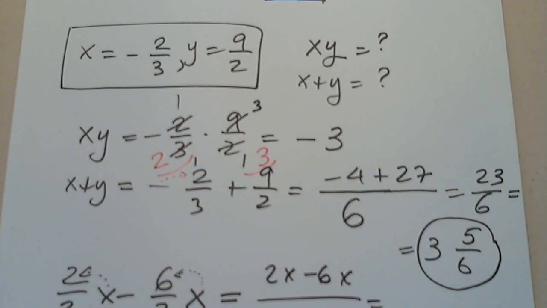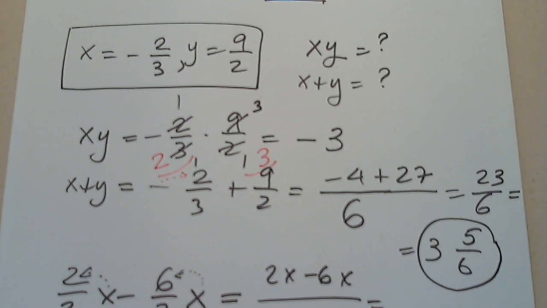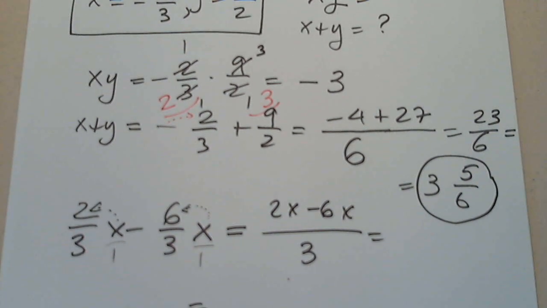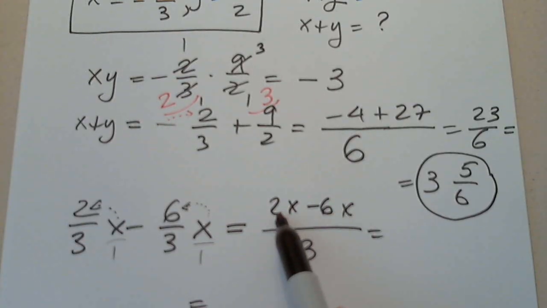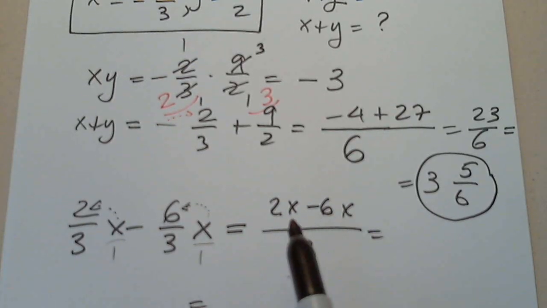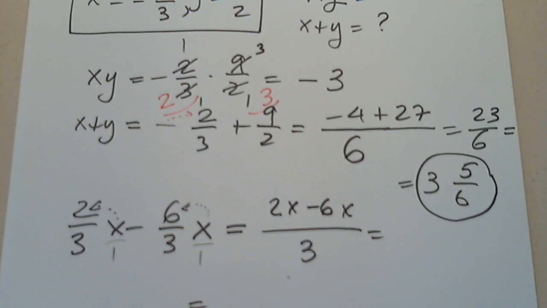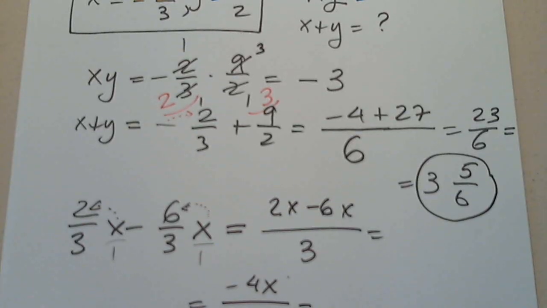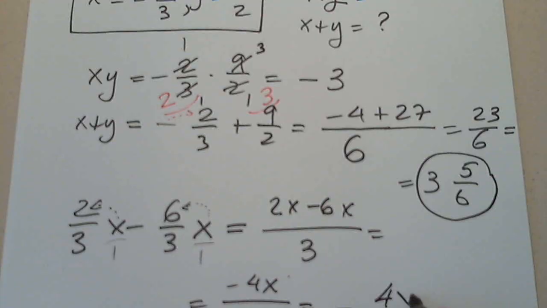Can anyone give us the numerator, the simplified form of the numerator? Which one is stronger? What is the sign of the outcome? -4. Yes, indeed, -4x divided by 3. Remember, a negative number over a positive number is negative.